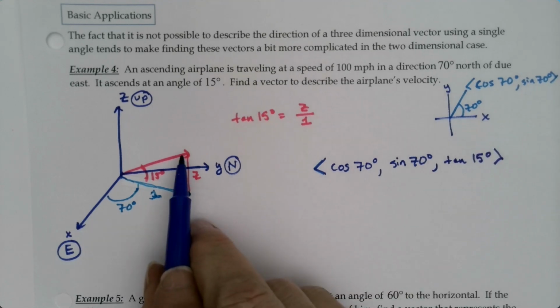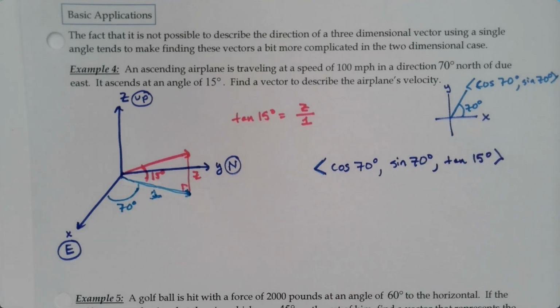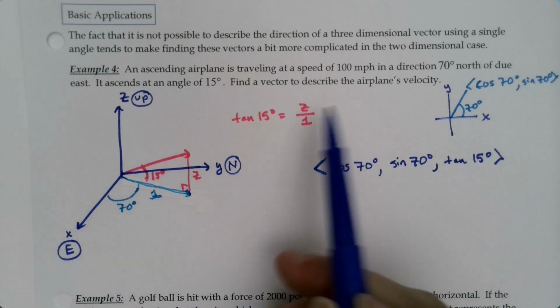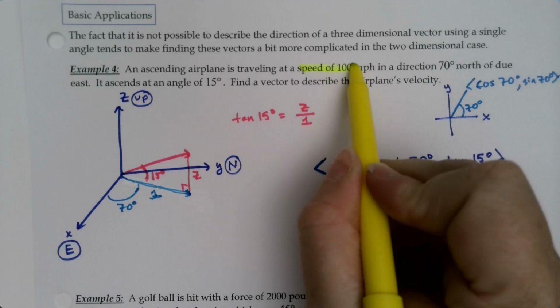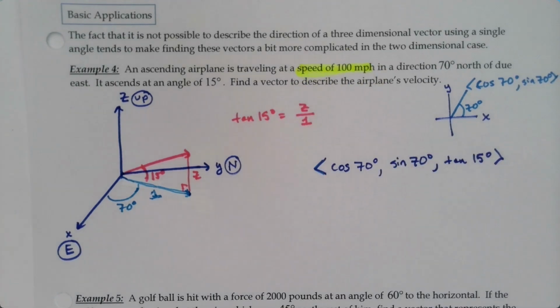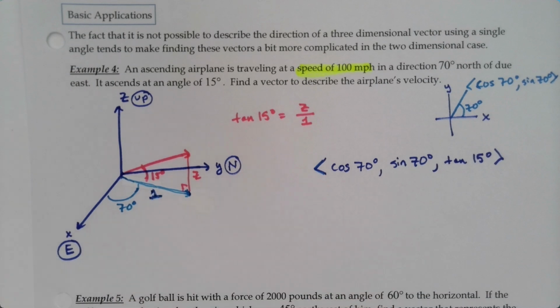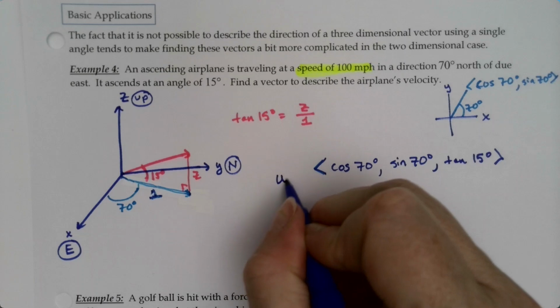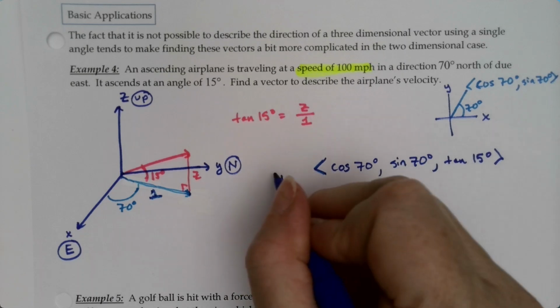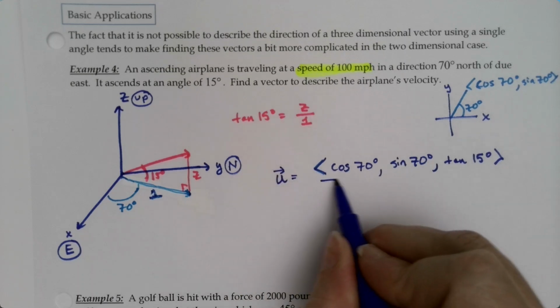that'll get me this component, and then tangent of 15 degrees, and that'll get me my lift. Now, there's a problem with this, which is this is not at all the speed we want. We want a speed of 100, and we also assumed a unit vector right here, right? We assumed this was length 1. Okay, so how do we make this a unit vector? We know this is the bare bones of what we want, but we got to make it a unit vector.